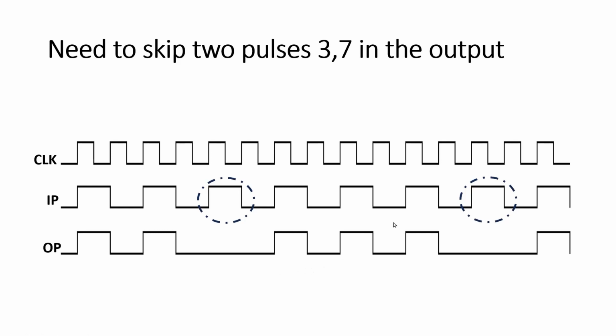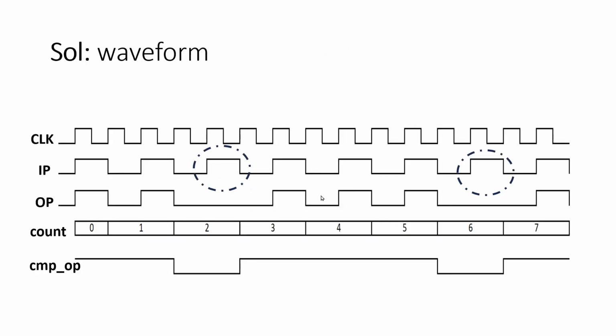You can pause my video here. Try to think of its answer. If anything comes to your mind, please write it down in the comment section. Otherwise I am going to reveal its answer. Let us see the waveforms first. This is clock. This is input pulses. This is expected output. Here I am taking a counter.